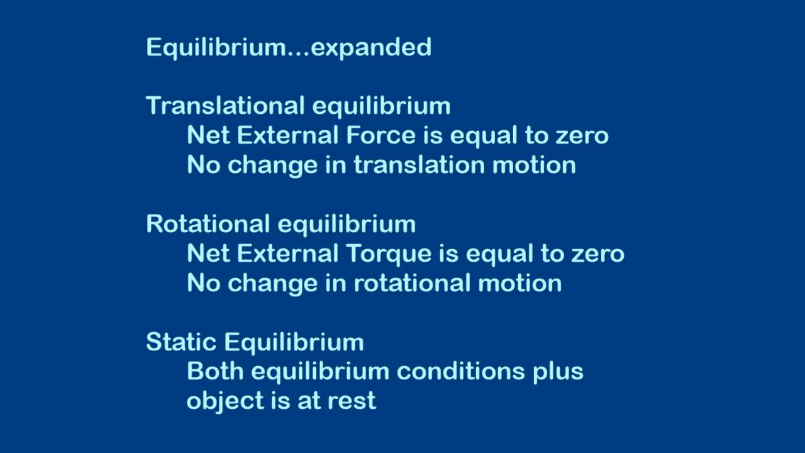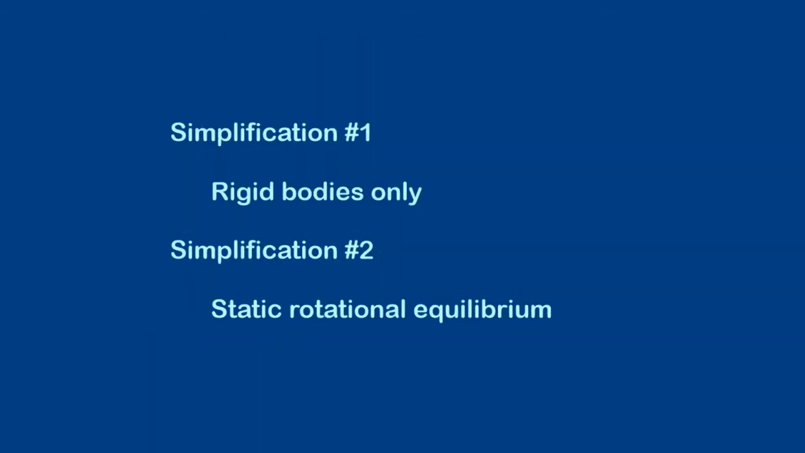To begin our discussion, we need to set some boundaries. The world is a very complicated place, and understanding simplified versions of concepts will allow us a deeper understanding of the basic rules of rotation. Simplification number 1: the object that will be rotating will be rigid, meaning not allowed to change shape or density. Simplification number 2: we will start by looking at objects that are in static rotational equilibrium, meaning these objects are not rotating, nor will they. They are at rest.